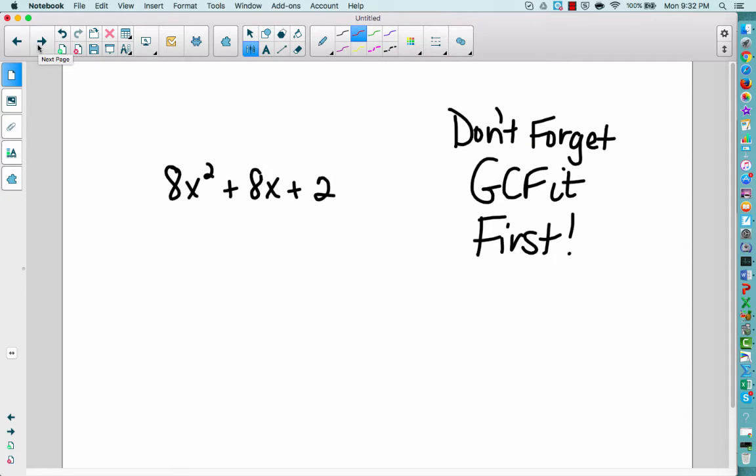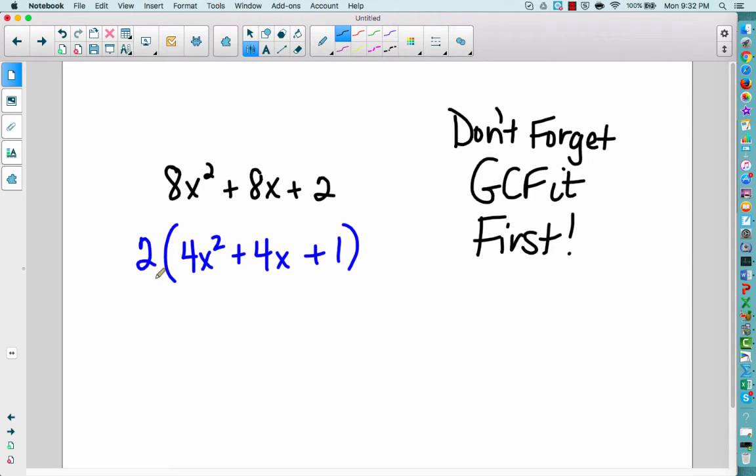Don't forget, we still always have to check for the GCF. We get into this rut where we jump to wanting to do those. So I look at this and I see that they're all even. And so I pull out a GCF of 2. I'm left with 4x squared plus 4x plus 1.